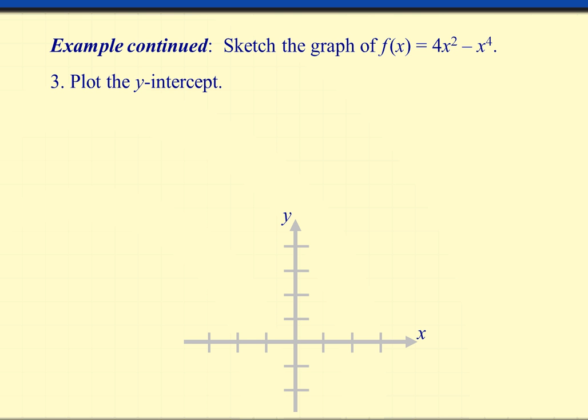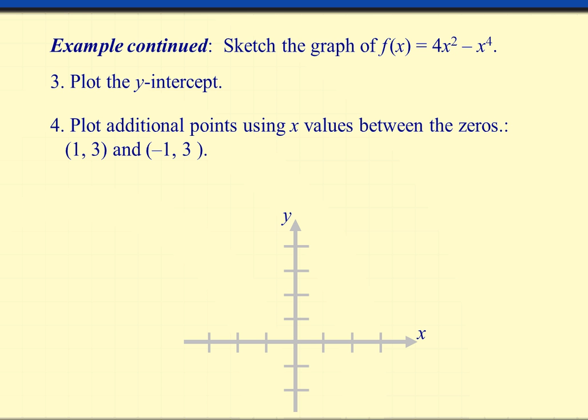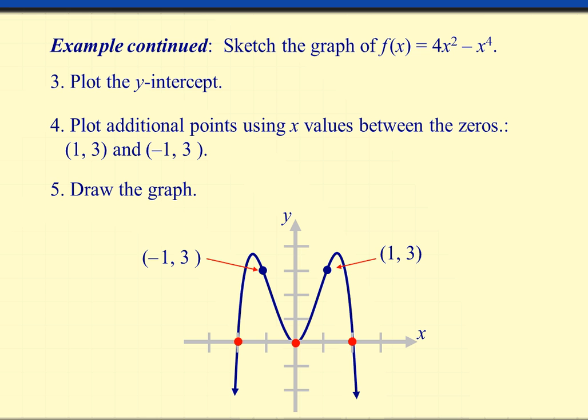Now, we could also easily plot the y-intercept, and to do that, we would choose x to be 0 and solve for y. And then we could plot some additional points. We could choose x to be 1 and get y of 3, and choose x to be -1 and get y of 3. So we have all of this information. We have some kind of idea of the shape. We know it points down on the left and down on the right.